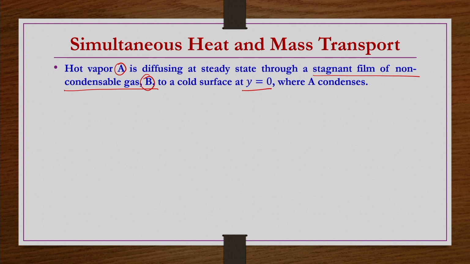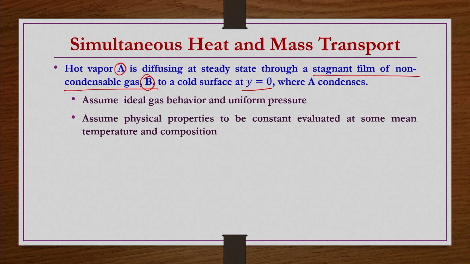Okay. So, then under such conditions, what is the concentration profile of component A, and what is the temperature profile, that is what we have to find out. Assume ideal gas behavior and uniform pressure. Assume physical properties to be constant, evaluated at some mean temperature and composition. Neglect radiation heat transfer, right. So, this is the simple statement of the problem.